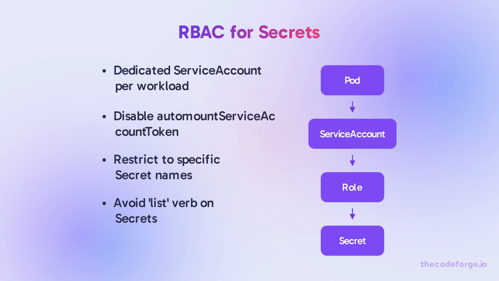RBAC is the real security boundary for secrets. Use a dedicated service account per workload, disable auto-mounting of tokens, and restrict access to specific secret names using resourceNames in the role. Never grant the list verb on secrets.